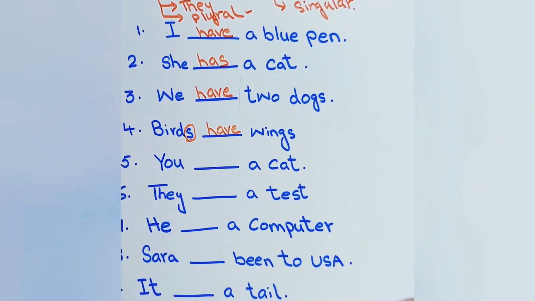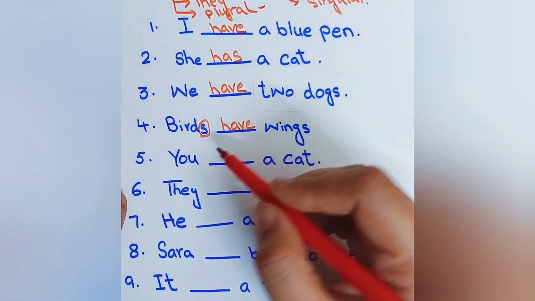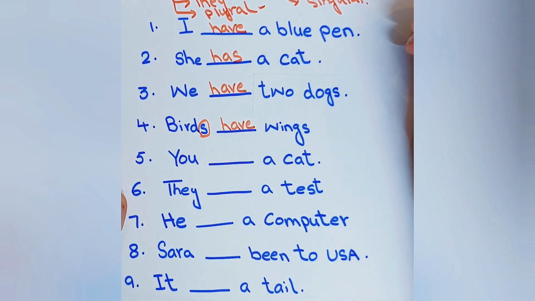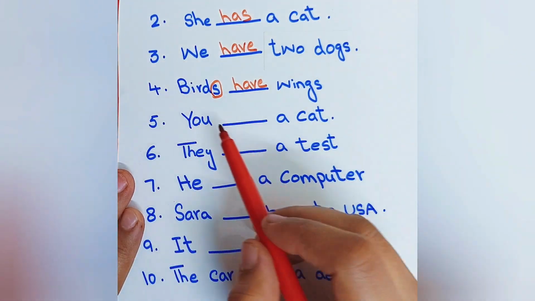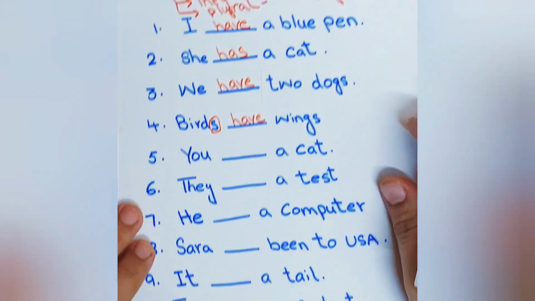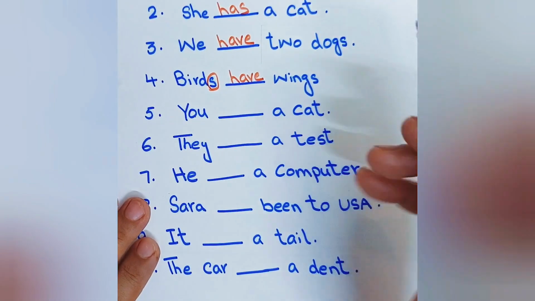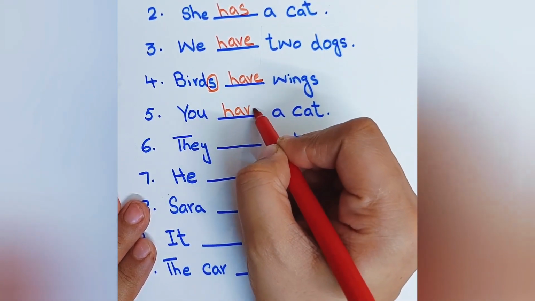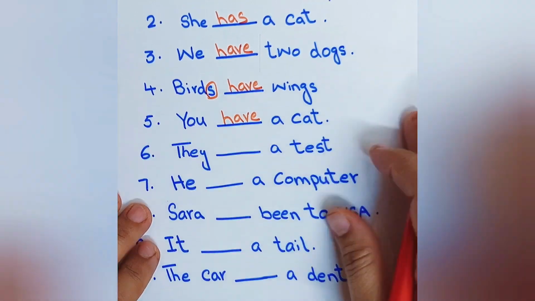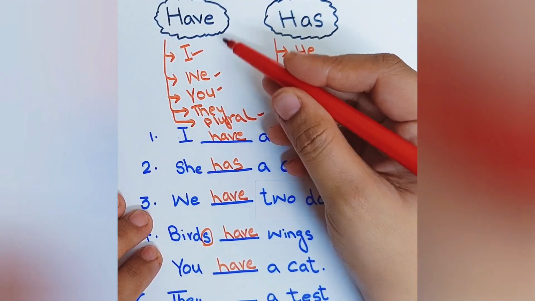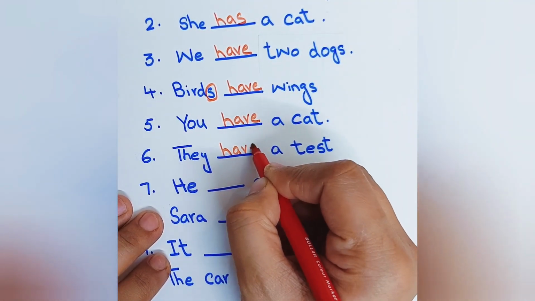The fifth one is you dash a cat. So over here it is you, so let's find out which category you is under. Let's observe over here, you is coming under the have one, so it will be you have a cat. The next is they dash a test. Let's find out again that they is coming under the have one, so you will write over here they have a test.